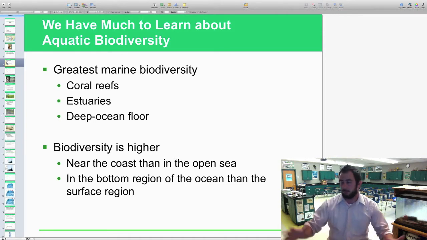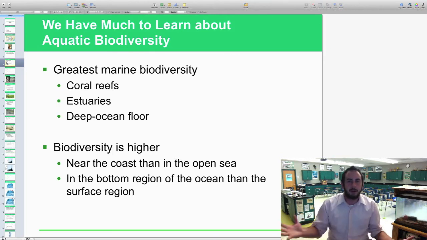I mean, there's the whole Earth, most of it is covered in water, 71%. Is covered in oceans. The greatest marine biodiversity is located in these three places: the coral reefs, the estuaries, and the deep ocean floor. This is where species have really adapted and have become diverse or different than all the rest of the species because of those unique habitats.